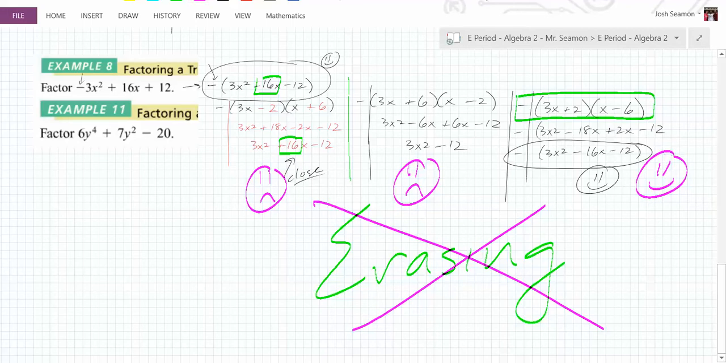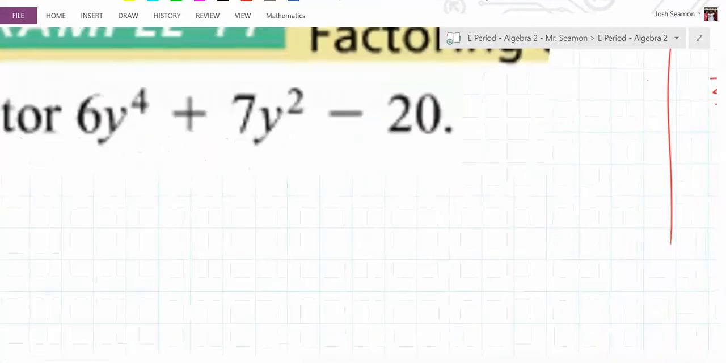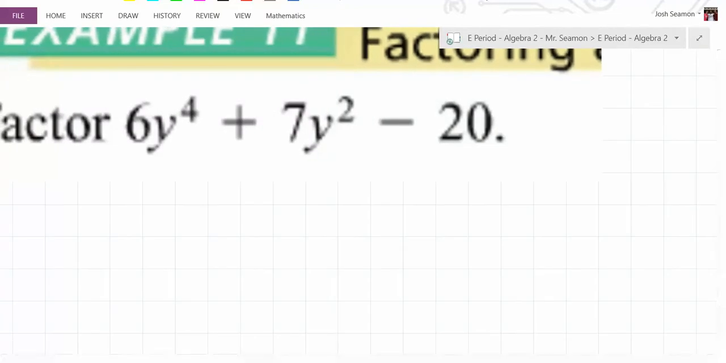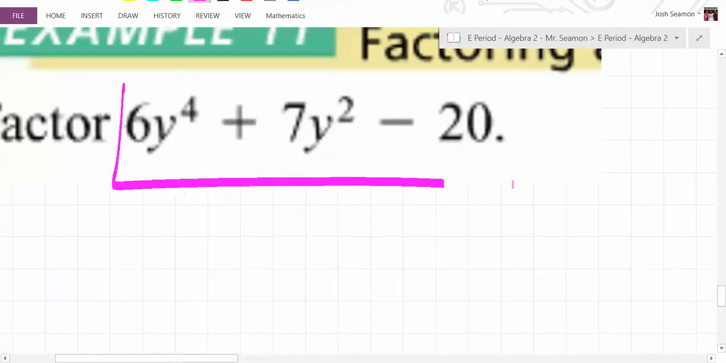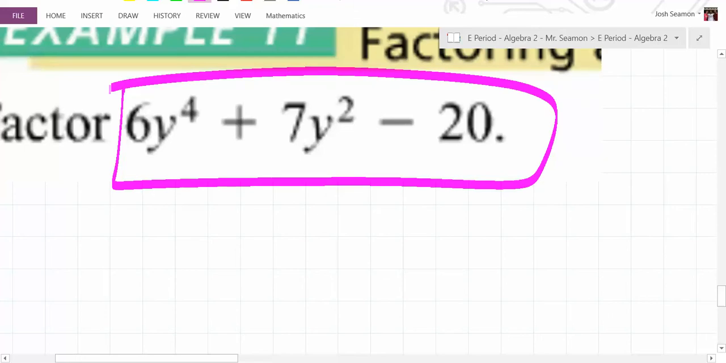Okay, let's take a look at this one right here. What's different about that one? Yeah, to the 4th power. This one right here is really different. It seems like it's really different.